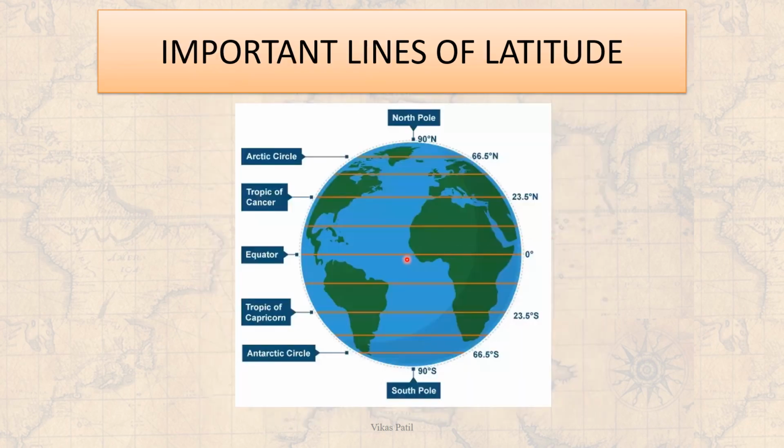Now once we know the angle of inclination of Earth, we can easily name the important latitudes. They are similar to the angle of inclination. So 23.5 degrees in the north is Tropic of Cancer, 66.5 degrees north is Arctic Circle. Then 23.5 degrees south is Tropic of Capricorn, 66.5 degrees south is Antarctic Circle, and then 90 degree north and south are North and South Pole respectively.